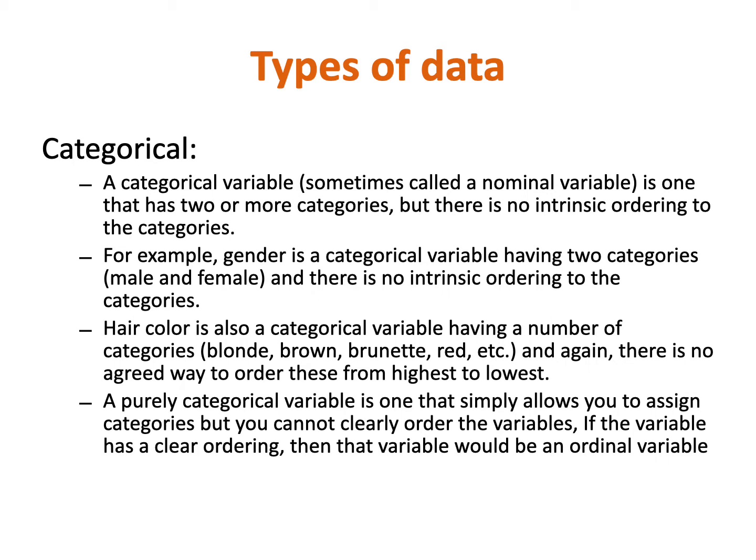If we see some examples, such as two categories like male and female, here we don't see any kind of ordering, it just represents the categories. Or we can see the color of hair, like blonde, brown, brunette, red, and so on. Here also we don't see any kind of ordering. So a purely categorical variable is one that simply allows us to assign categories, but we cannot clearly order this variable. And if the variable has clear ordering, then that will be the ordinal variable.